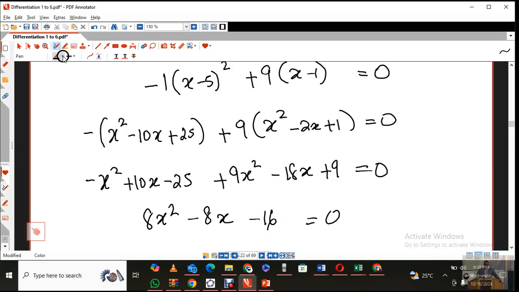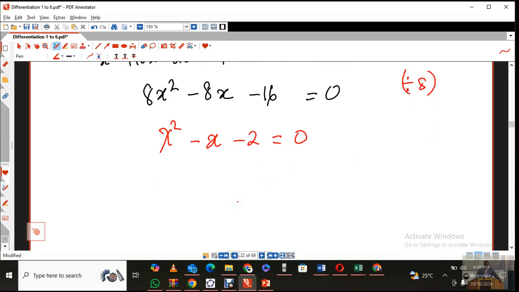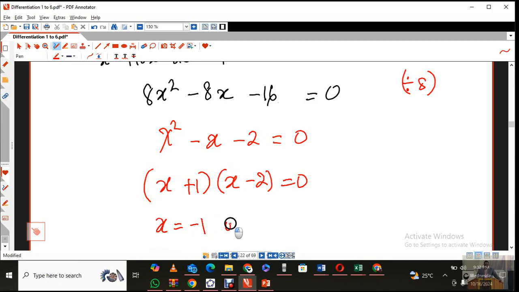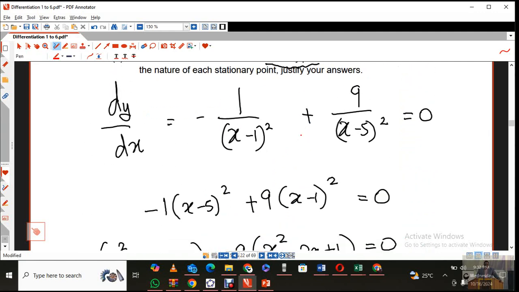There's something else you can do. You can divide throughout by 8. And if you do that, this is going to give you x squared minus x minus 2 equals 0. This quadratic is factorizing. It's going to be (x plus 1)(x minus 2) is equal to 0. Then x is equal to negative 1 or x is equal to 2. Good. So we have now found the x coordinate of each of the stationary points.